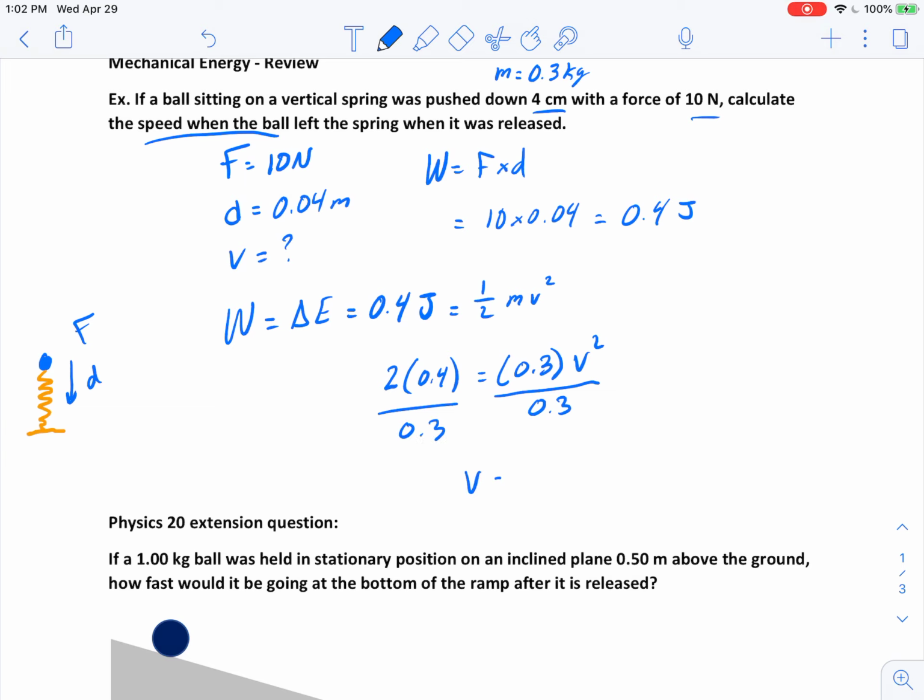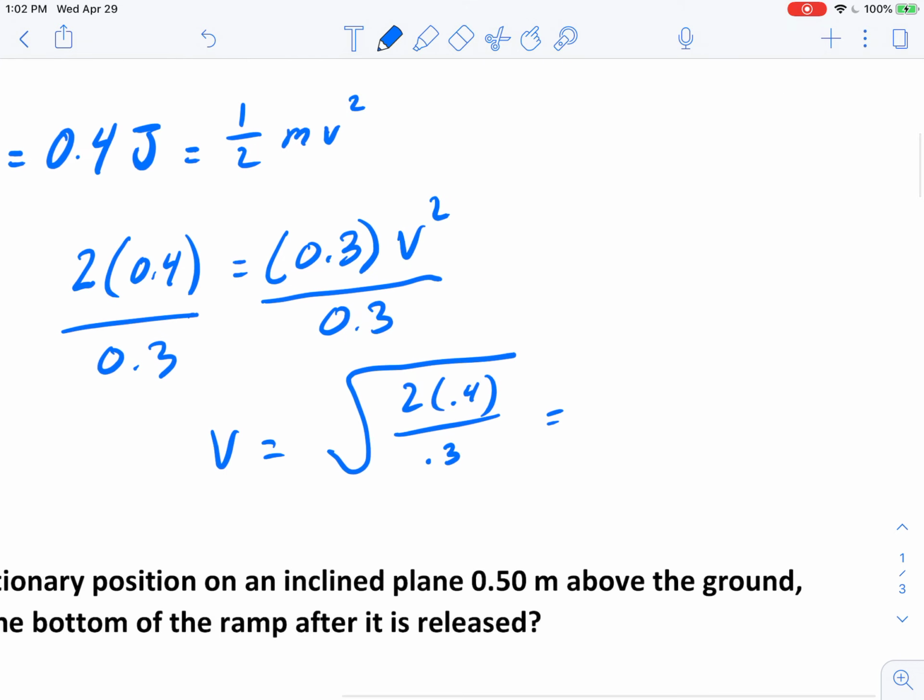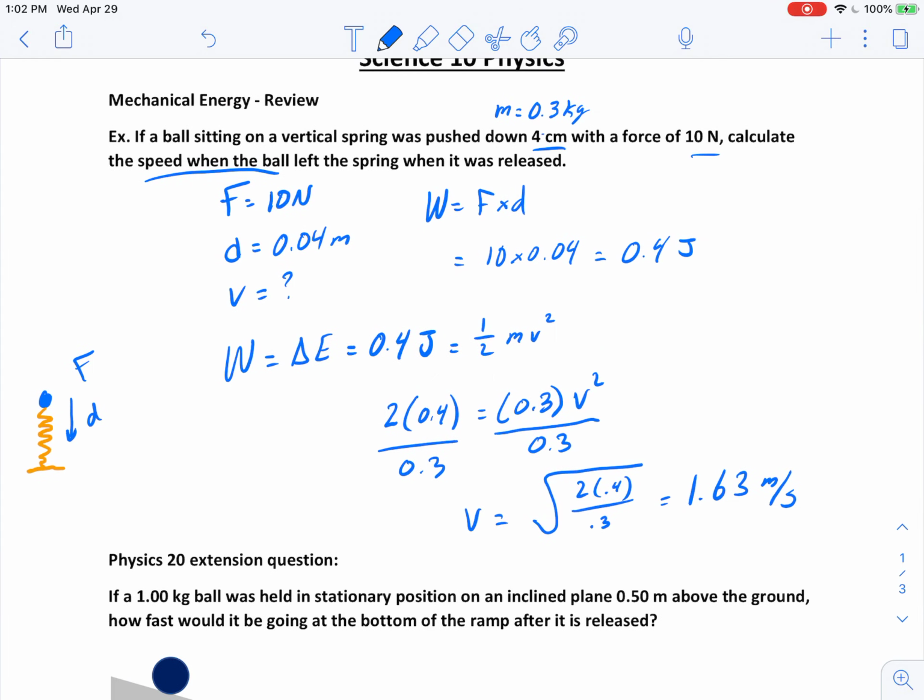You get v is equal to the square root of 2 times 0.4 divided by 0.3, which is equal to 0.8 divided by 0.3, square rooted. So you get 1.663 meters per second. Our question has one significant digit, so it would be 2 meters per second.